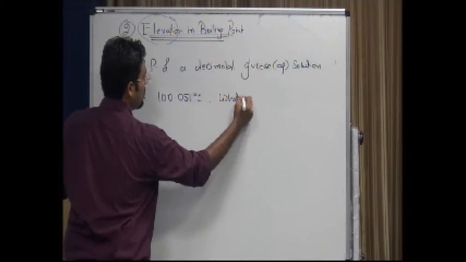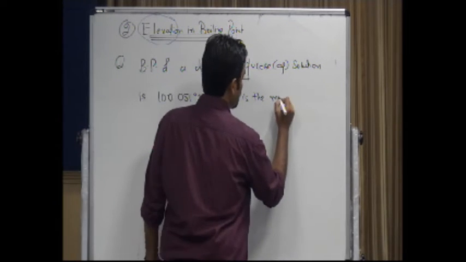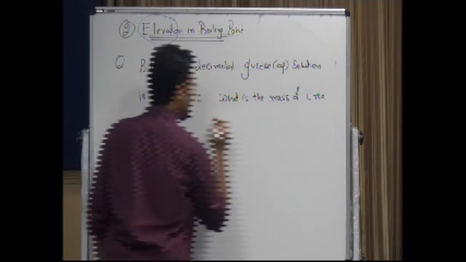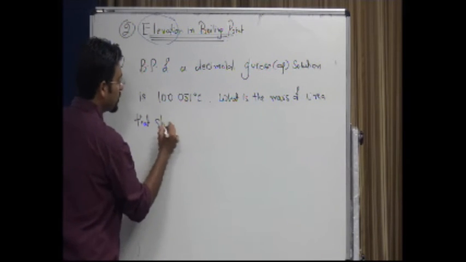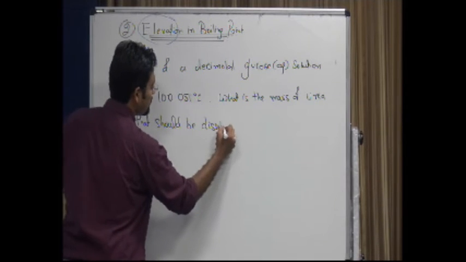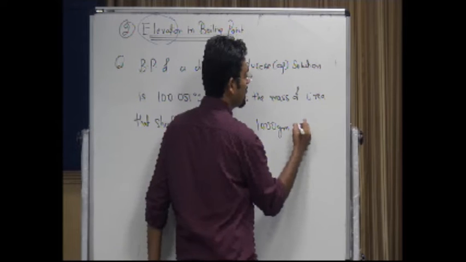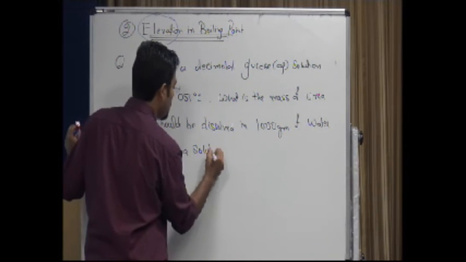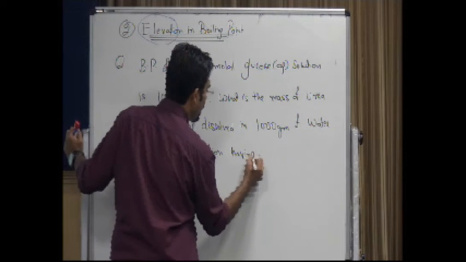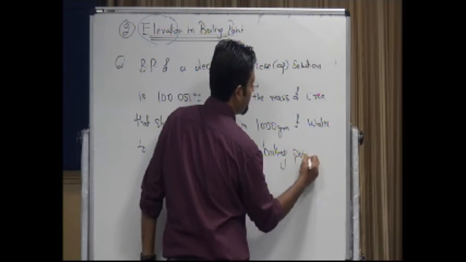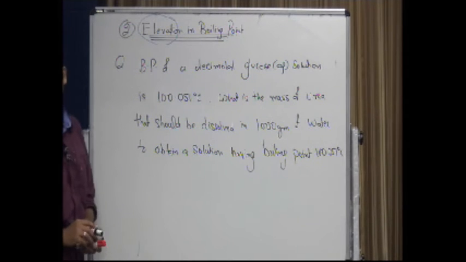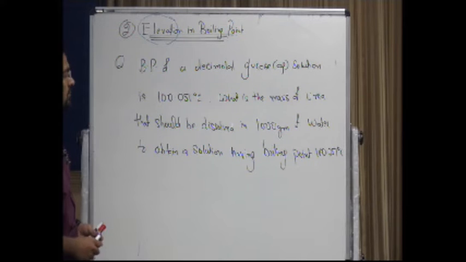What is the mass of urea that should be dissolved in 1000 gram of water to obtain a solution having boiling point 100.051 degrees Celsius? Got it?